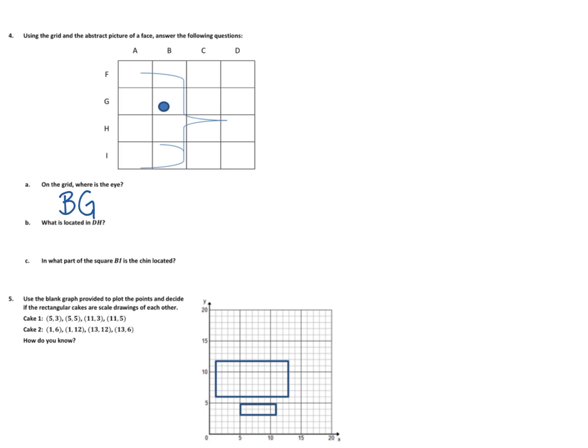What is located in D, H? In this box here, DH, what is in that? And that is the tip of the nose.